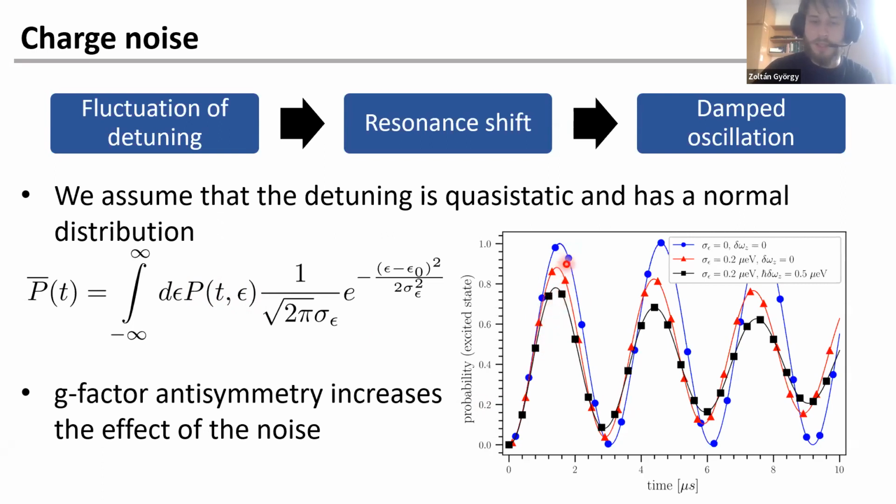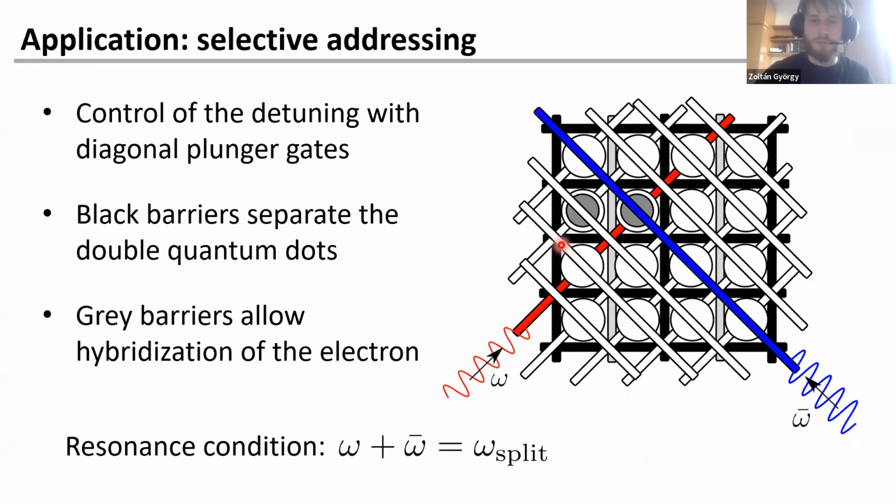As you can see, relatively small noise causes a significant drop in the oscillation. And if we have G-factor antisymmetry, it reduces more. So the conclusion here is that we should try to minimize the charge noise and the G-factor antisymmetry.